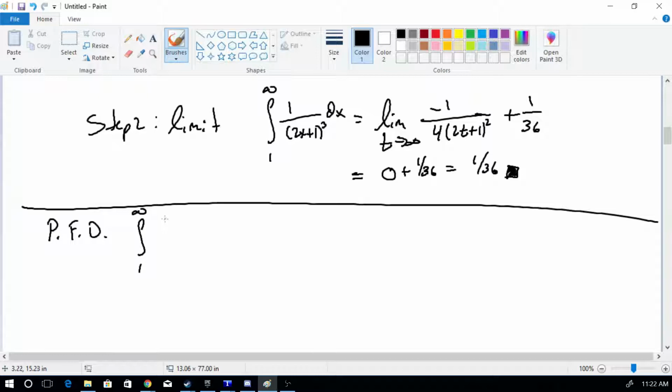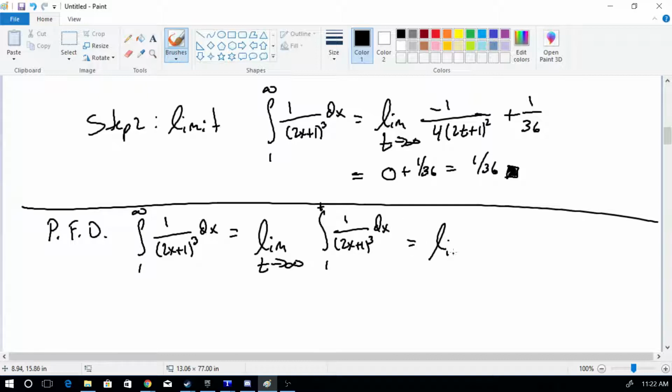So, the integral from 1 to infinity of 1 over (2x plus 1) cubed dx is going to equal the limit as t approaches infinity of the integral from 1 to t of 1 over (2x plus 1) cubed dx, which is the limit as t approaches infinity from 1 to t of 1 over (2x plus 1) times (2x plus 1) times (2x plus 1).